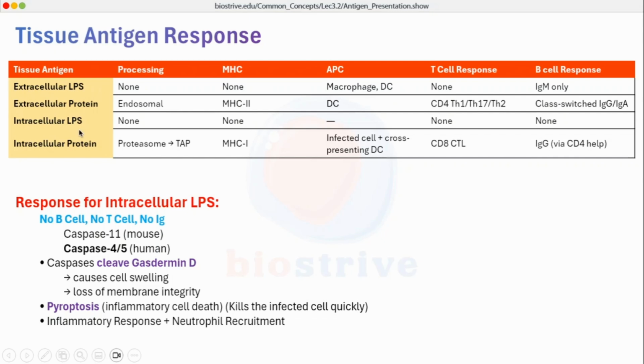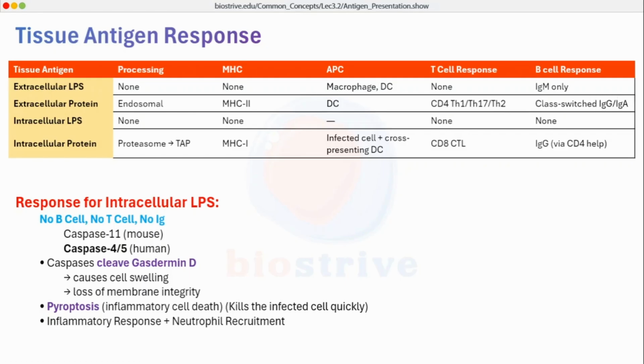Now, what about the proteinaceous antigens? Let's talk about the extracellular proteinaceous antigens. As we already described, extracellular proteinaceous antigens are processed through the endosomal lysosomal system, then through MHC-II, and will be responded to by CD4 positive T helper cells. It may be T helper 1, T helper 2, T helper 17, and the nature of the antigen is protein. There will be class switching from IgM to IgG or IgA depending upon the site of infection.